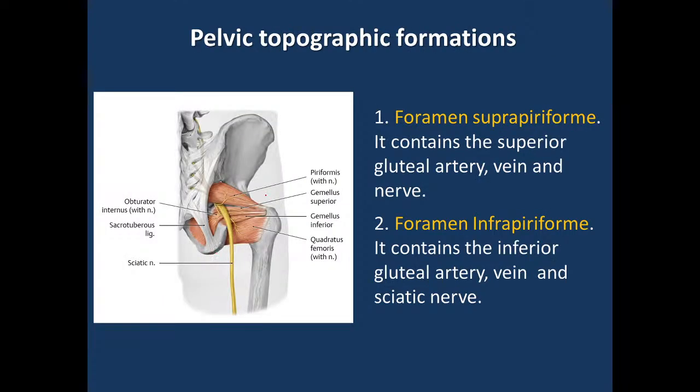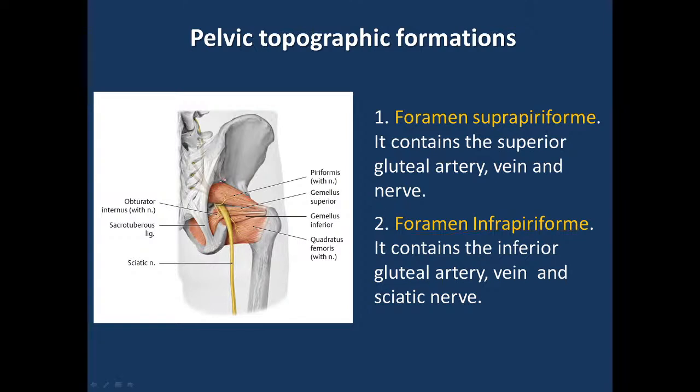And topographic formations of the pelvis. Firstly, on the posterior surface, we see two openings. We call them foramen. This is foramen infrapiriformis. Piriformis means this muscle, and under this muscle we find foramen infrapiriformis.